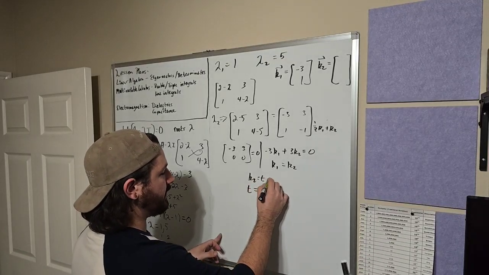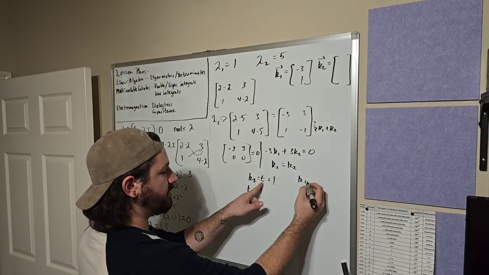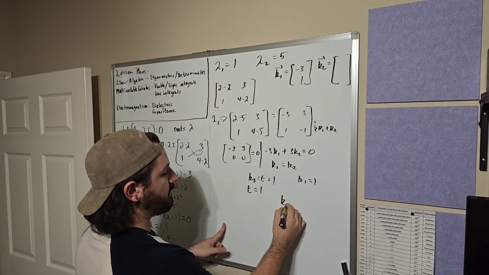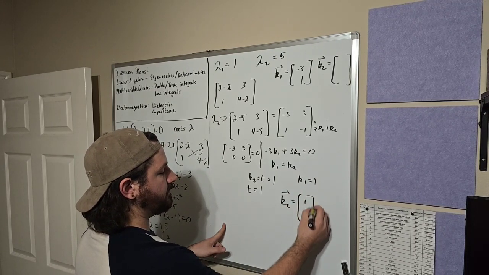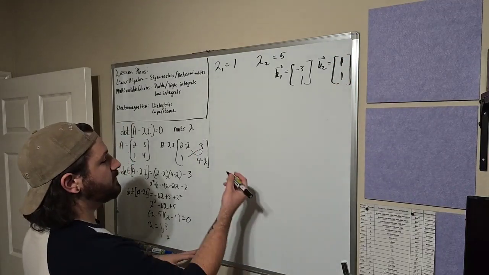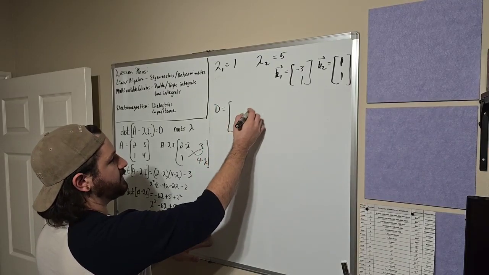So then when we go back and plug in our 1, we get a 1 here, and then K1 is equal to K2, which is equal to T, which is equal to 1, so K1 is equal to 1. So our eigenvector K2 is equal to 1 over 1. And they're coupled together, these two go together.